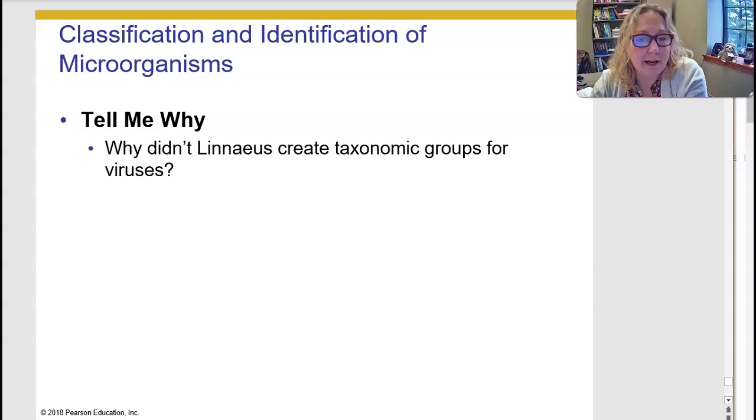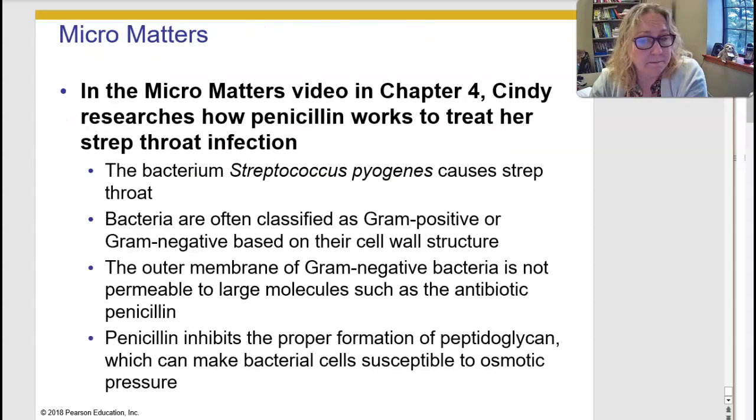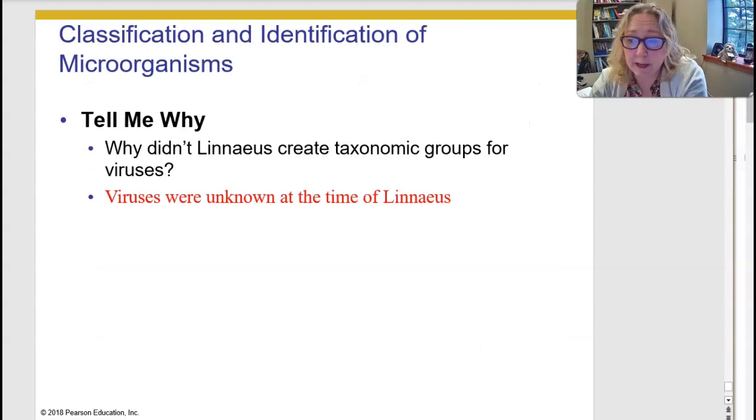Why did Linnaeus not create taxonomy groups for viruses? Come on, this is an easy one. Because there weren't any viruses. I mean, there were viruses, but Linnaeus didn't know what a virus was. So that's why.